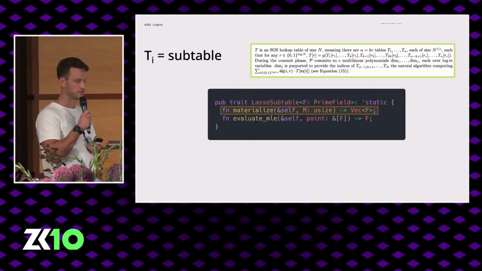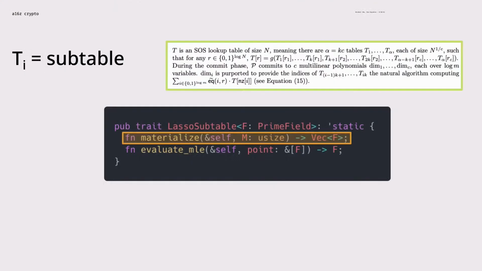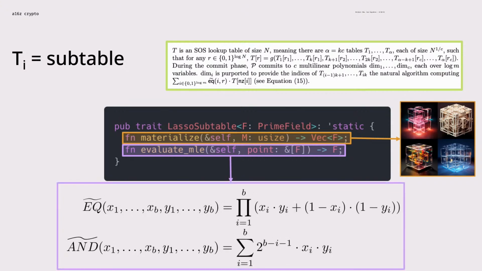For each of the subtables, we have this Lasso subtable trait, for which you have to define the materialize function, which is simply the evaluation over the Boolean hypercube. And the second is this evaluate multilinear extension function, which is that EQ twiddle we talked about earlier. There's also an example for AND twiddle here. This exists for all subtables within Jolt.